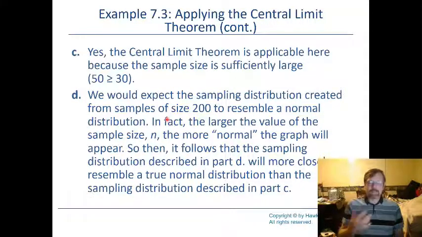We would expect it to start resembling a normal distribution, as we would expect for part C. And as the central limit theorem states, the larger the sample size, the more normal our sampling distribution becomes. So that would be closer to a normal distribution than part C.